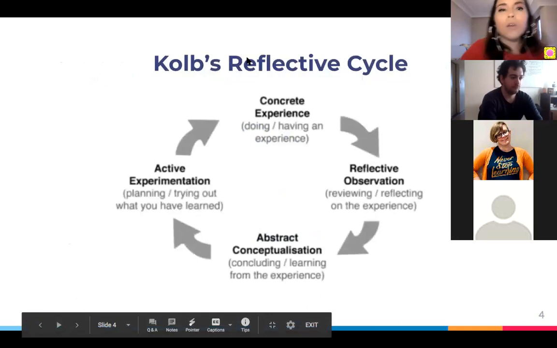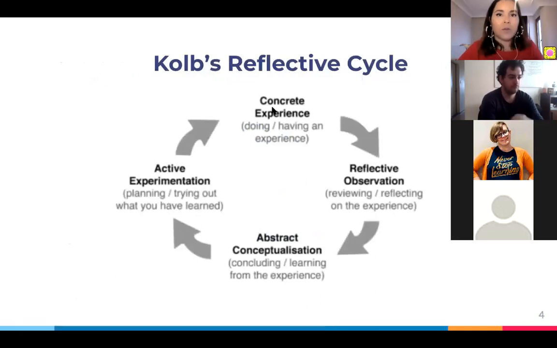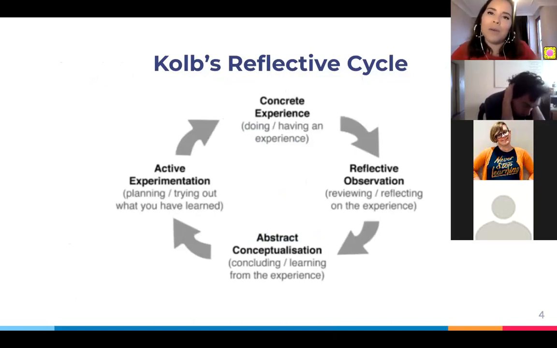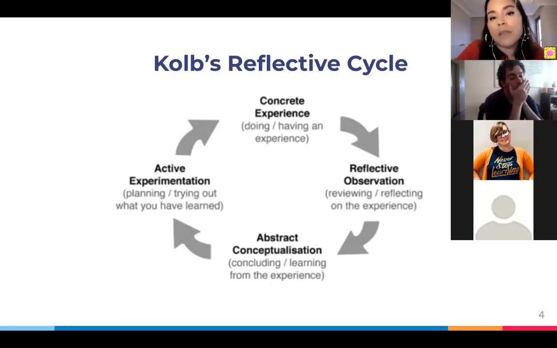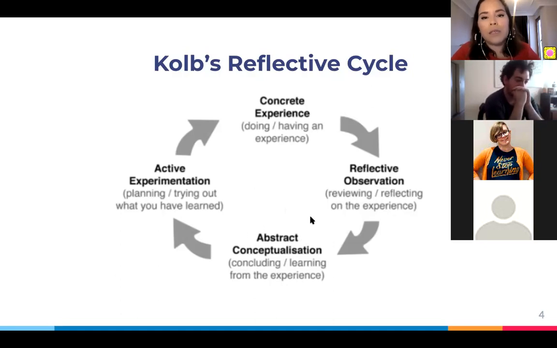This is one model of reflection, by Kolb. It's a cycle, as you can see. There's no beginning and end, but let's say we start here by having a concrete experience, by doing something. And I'm talking about teaching, right? Teaching a lesson. Then you have a reflective observation, where you review and reflect on your previous experience. And then you can have an abstract conceptualization.